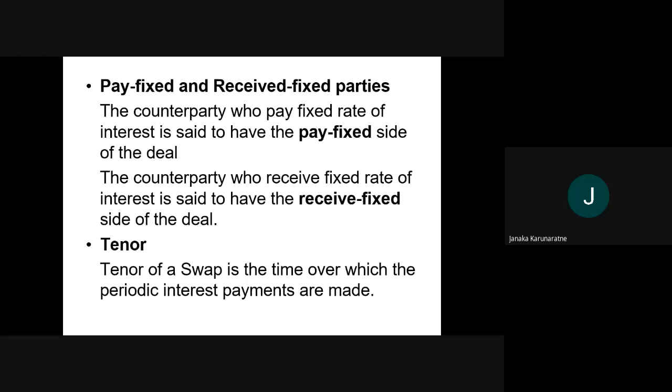Okay. The tenor of a swap is the time over which the periodic interest payments are made. So basically, tenor is where you agree to pay the interest rate over, let's say, a 5-year swap. If you pay interest every 6 months, the swap periods are every 6 months over the 5-year period. So there are 10 swap payments.